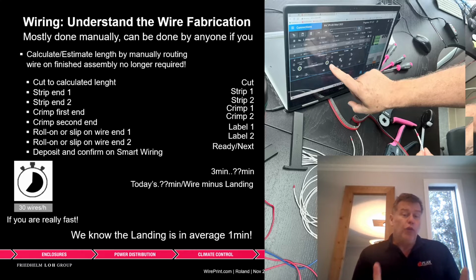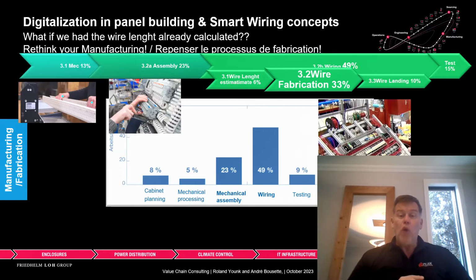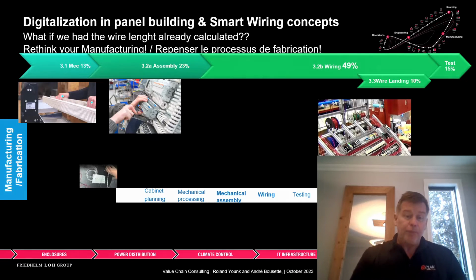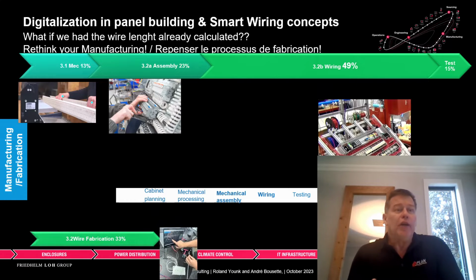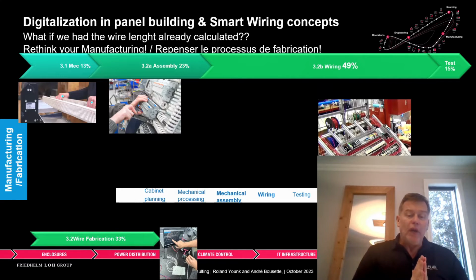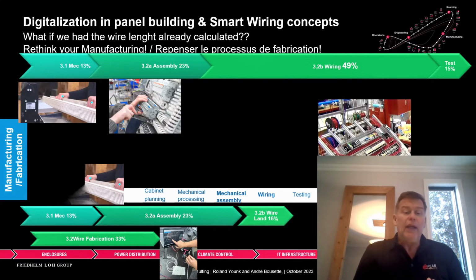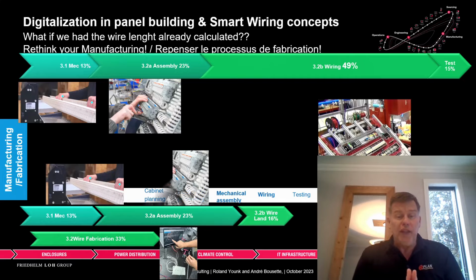Typically, we have 2, 3, 4 minutes spent on the wire fabrication, only 1 on the landing. Now, what does that actually give me? Well, number 1, the wire fabrication can be done by a non-electrician. That's the number 1 thing. And he can start with the length, of course. He can start before we do the assembly.